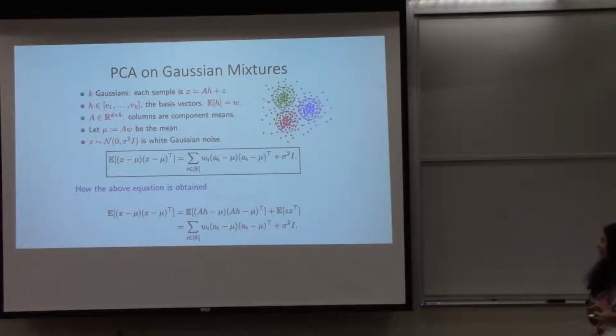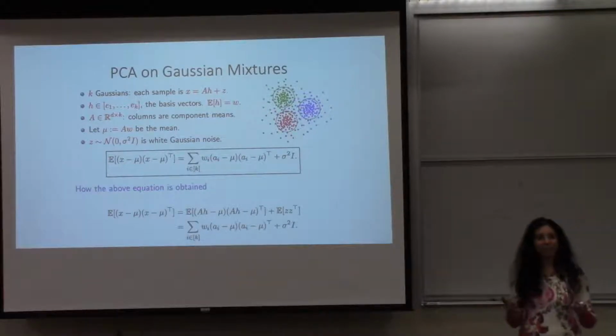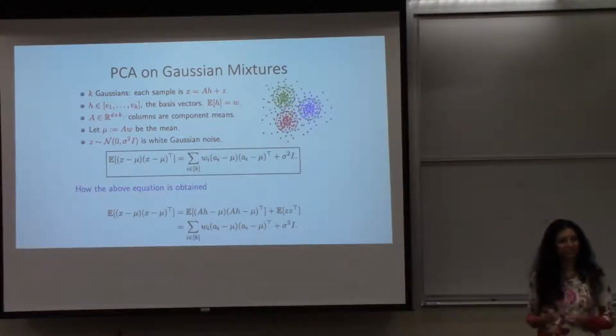What do we know here, right? In every direction there is at least sigma square eigenvalue. And here this can only be more, right? And so that's the idea. PCA will actually pick out the subspace spanning the mean vectors.